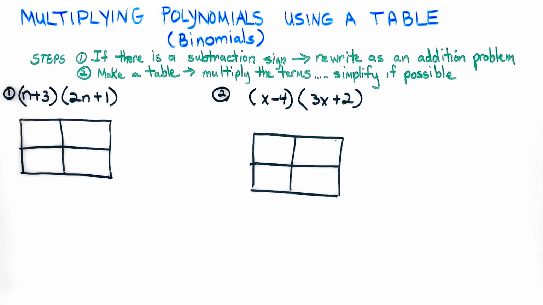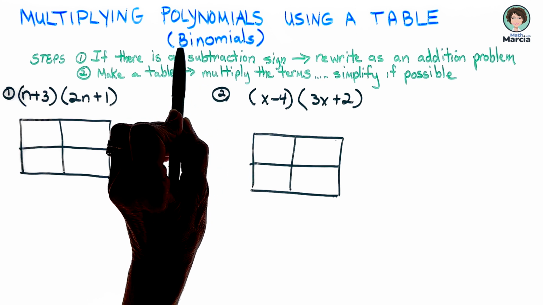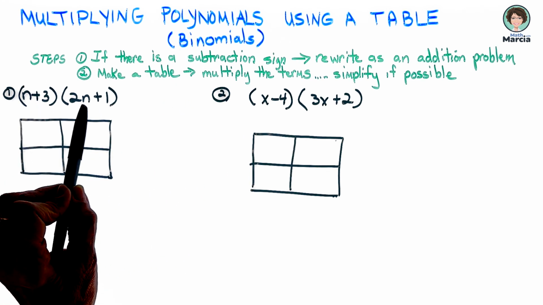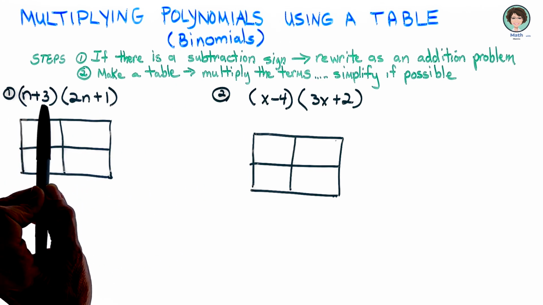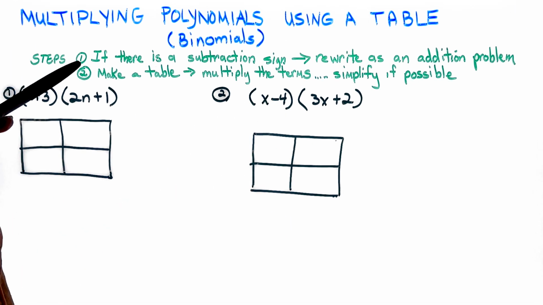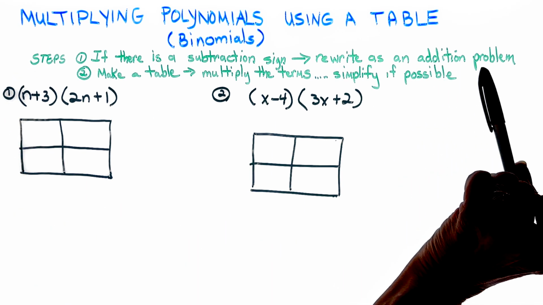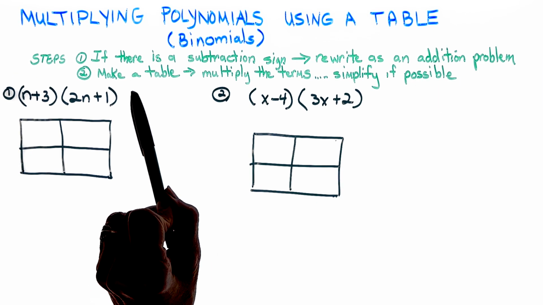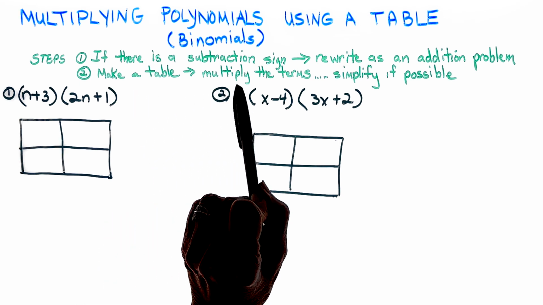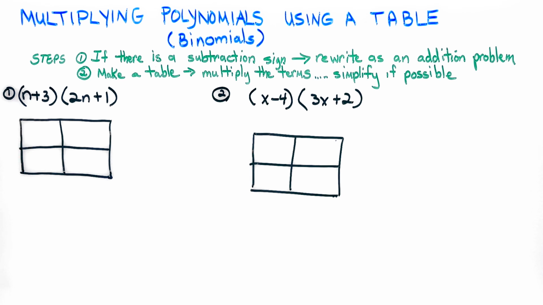For this lesson, we will be multiplying polynomials using a table. And our polynomials for this lesson are actually binomials, which means they have two factors. So they look like what we see here. The steps to follow are, if there's a subtraction problem, we're going to rewrite it as an addition problem. We're going to make a table, we'll multiply the terms, and then we will simplify if possible.